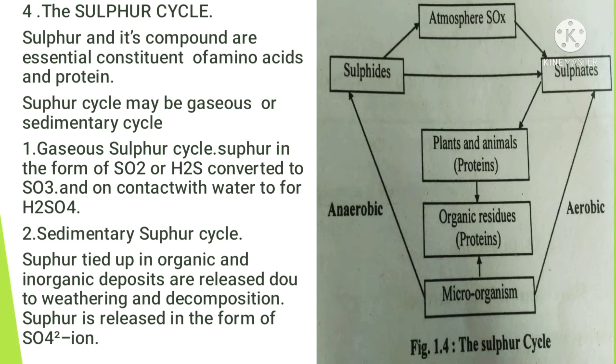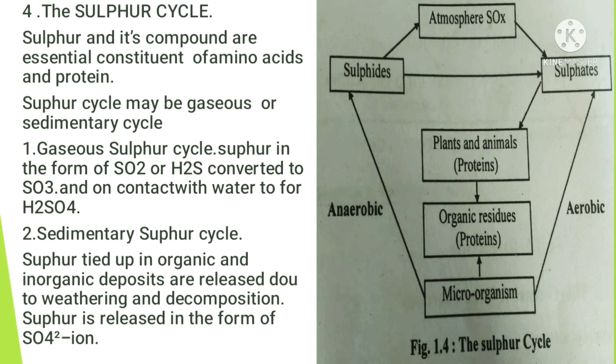Then after atmospheric SO2 or SO3, whatever sulfide form is there, it converts to sulfate. That sulfate goes toward the plant and animal in the form of protein. Then it forms organic residues, and again with the help of aerobic process from microorganisms, it forms sulfates. So like this, this is the cycle of sulfur, the sedimentary sulfur cycle.